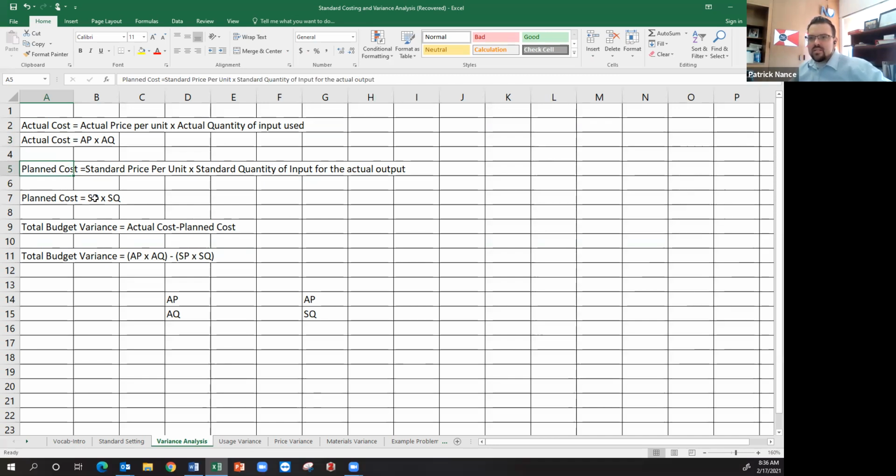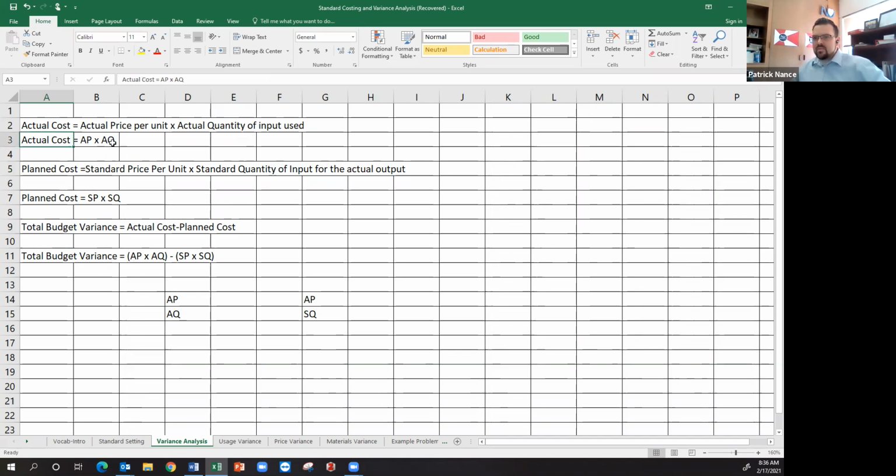My planned cost would be my standard price per unit times the standard quantity of input used for the actual output. So planned cost would be standard price times standard quantity. My total variance then would be the difference between the two. So this is what I actually spent, the dollars and cents I actually spent on my manufacturing, and then my planned cost would be what I thought I would spend. So actual versus planned.